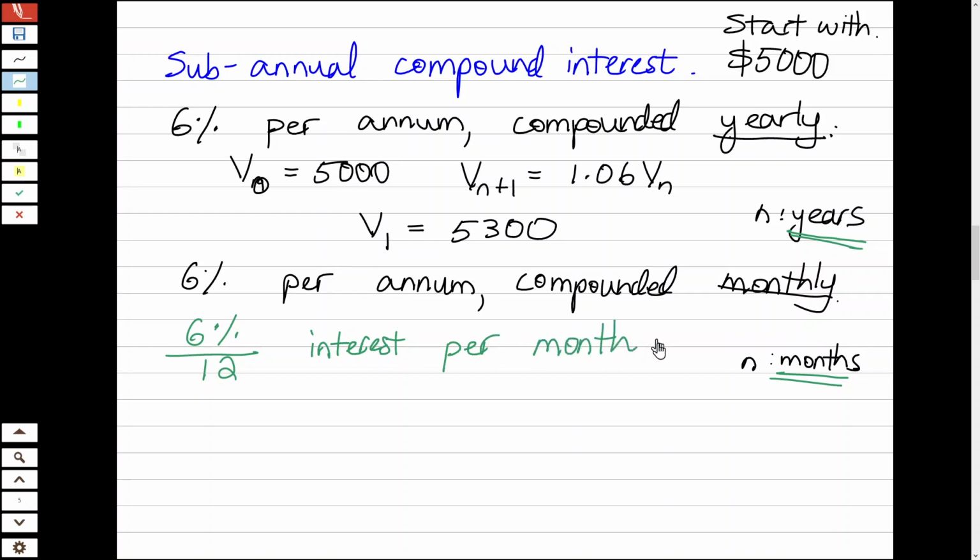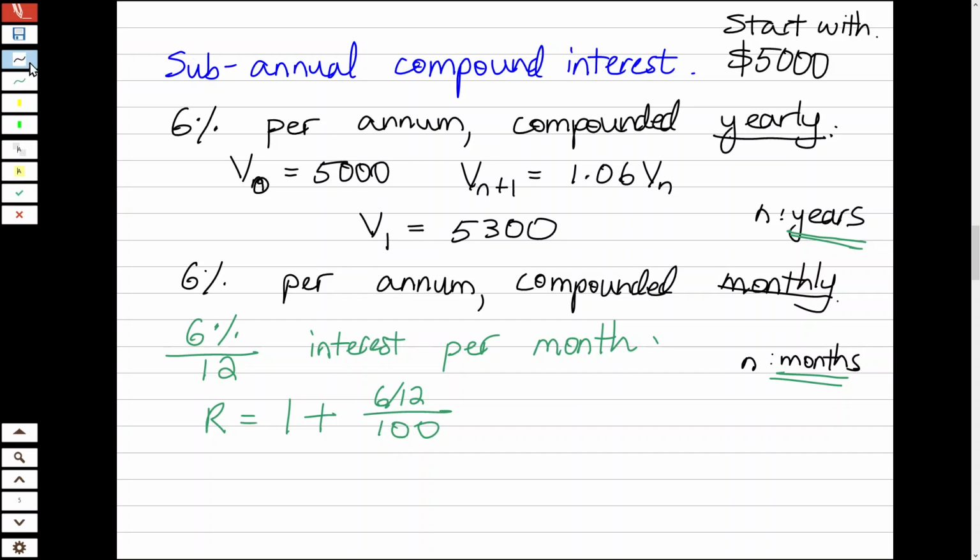So why am I dividing by 12? 12 months in a year. So I'm going to split that 6% interest into each month. So instead of doing 6% at the end of the year, I'm going to do 6% divided by 12, and I'm going to do that 12 times. Okay? So this time, my value for R isn't going to be 1.06. This time, I need to use 1 plus 6 divided by 12 divided by 100. I've divided by 12 because I'm doing it every month.